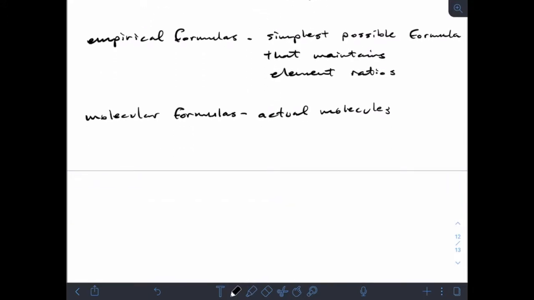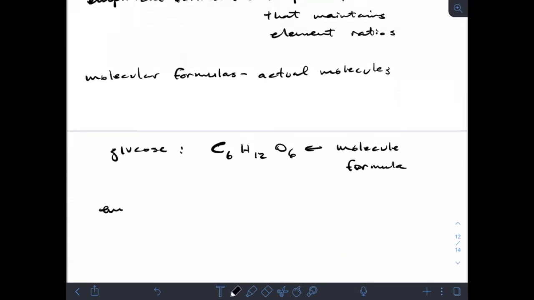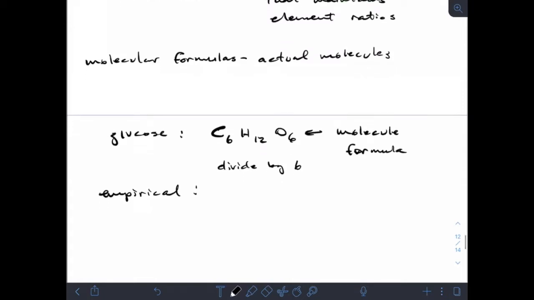So for example, glucose has a molecular formula of C6H12O6, meaning that there are 6 carbon atoms, 12 hydrogen atoms, and 6 oxygen atoms. That's the molecular formula. That is the actual molecule. For the empirical formula, we divide everything by 6, or a common multiple, whatever it happens to be, and we end up with an empirical formula of CH2O.